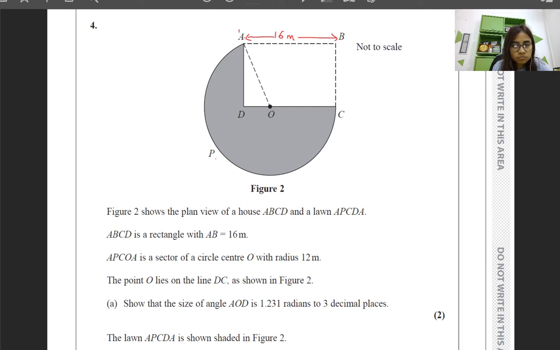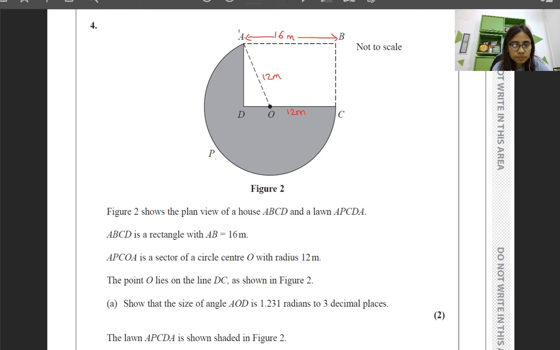And APCOA is a sector of a circle with center O with radius 12 meter. So the radius of the circle is 12 meter, which makes OC 12 meter and also OA 12 meter. Then the question says the point O lies on the line DC. So on the line DC the point O lies. We can see that on the diagram.